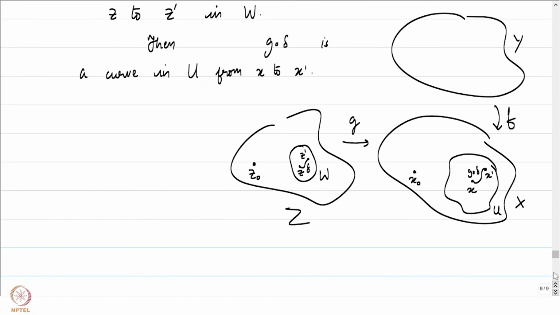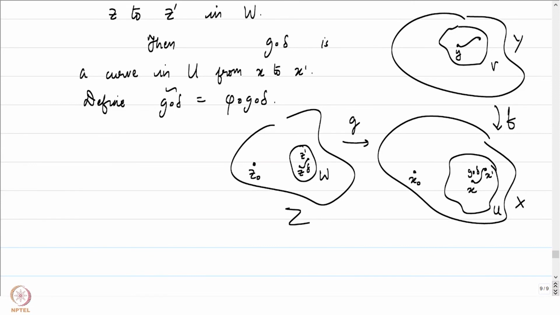Now we will lift this G composed with delta to a path in capital V. Define G composed with delta tilde to be equal to phi composed with G composed with delta. Notice that this is now a path starting at Y, because phi of X is equal to Y, and this gives you some path from Y to Y prime, and this is just phi composed with G composed with delta.